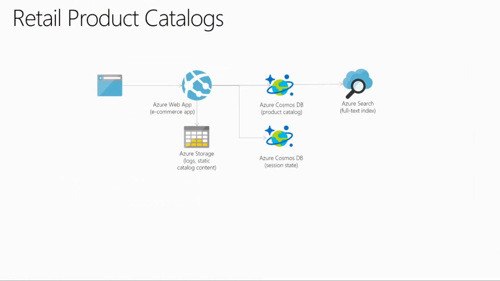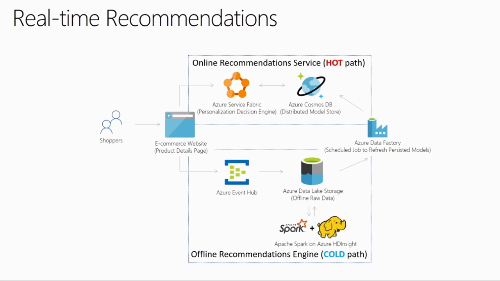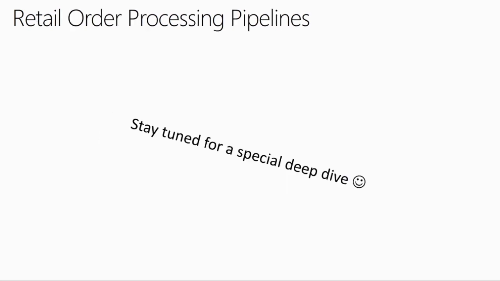A few of the areas that we see usage are retail product catalogs, powering real-time recommendations for its low latency capabilities, as well as powering retail order processing pipelines. And I'm going to skim through this quickly because what we'll be doing is a technical deep dive, really drilling down into how ASOS uses Cosmos DB in the latter half of this presentation.